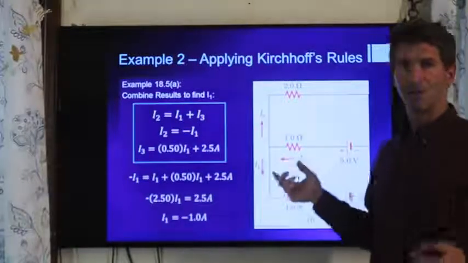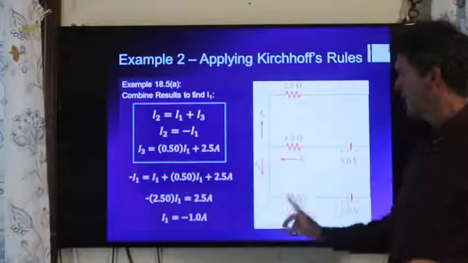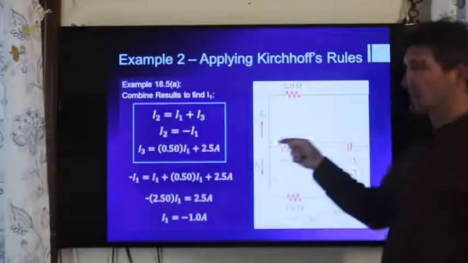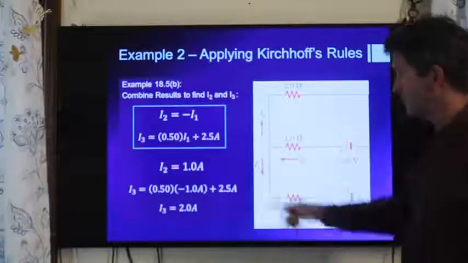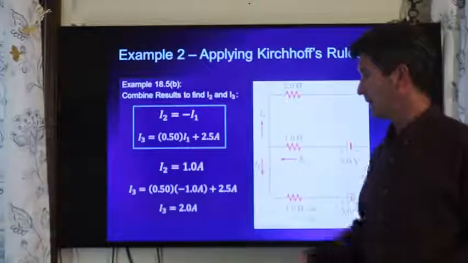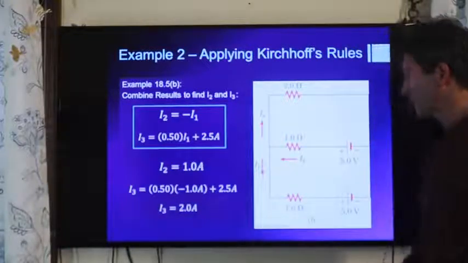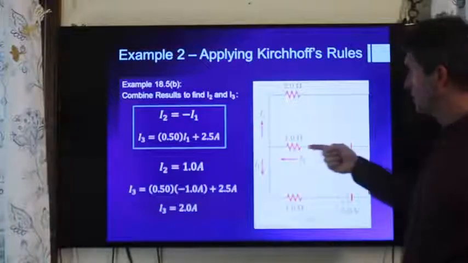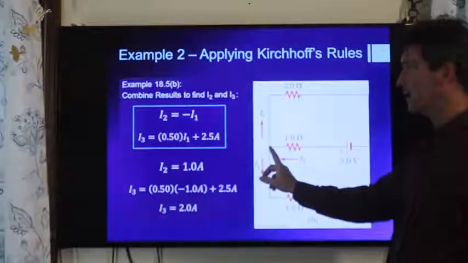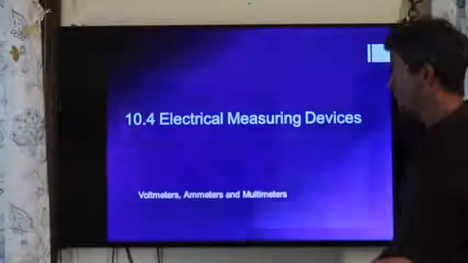So I2, we did correctly. I2 is equal to the negative of this. I1 is going up. I2 is going 1 amp this way. We make that substitution there. And I3, just plug in I1, we get 2 amps. So, looking at the direction here, we had I2 going in, we had I1 going into that node, and I3 going out.